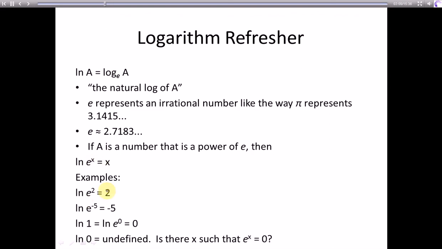And again, we have similar examples as from the last slide. The natural log of e raised to the second power gives us a 2. The natural log of e raised to the negative fifth power is negative 5. And again, the natural log of 1 is the natural log of e raised to the 0 power, which is 0.